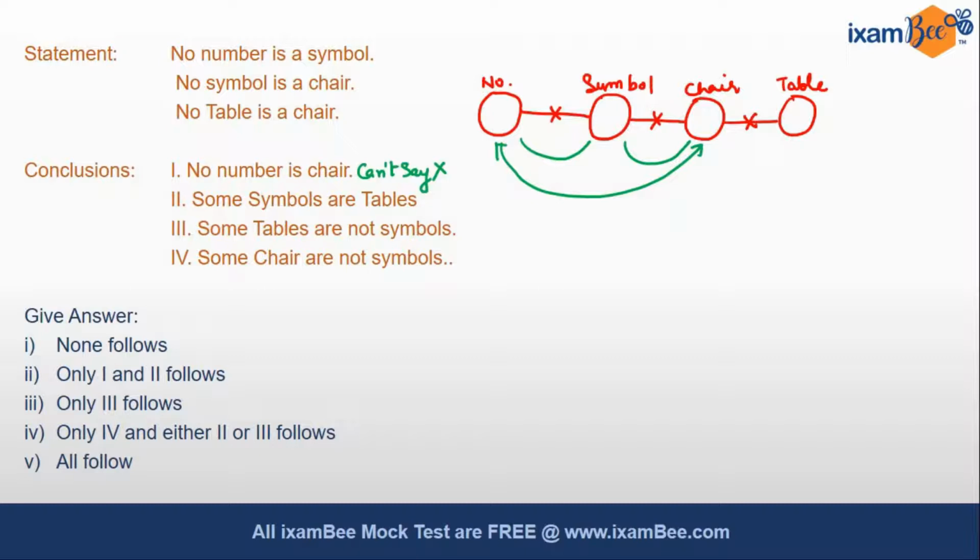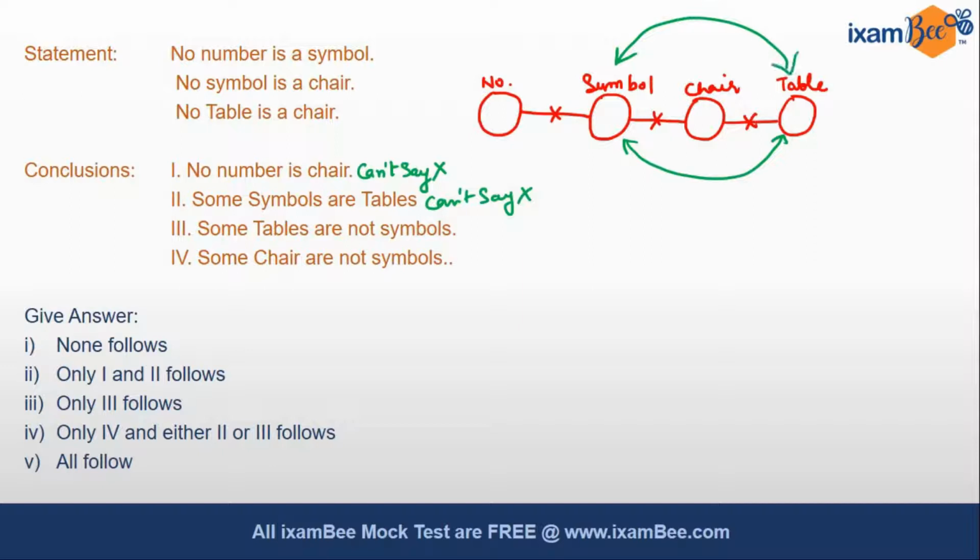Let's get back to the second conclusion. The second says some symbols are tables. Again, there is no relationship between symbol and table given. We'll straight away say can't say and cross it. See the third one: some tables are not symbols. Again there is no relationship between table and symbol given. They may be symbols, they may not be symbols. So here again we'll say can't say and straight away cross the conclusion.